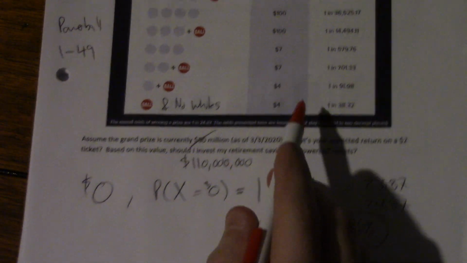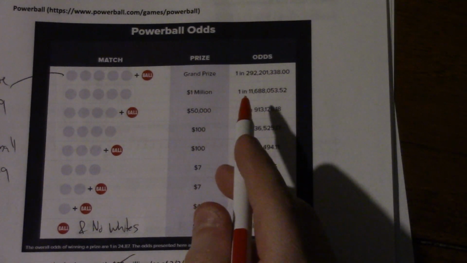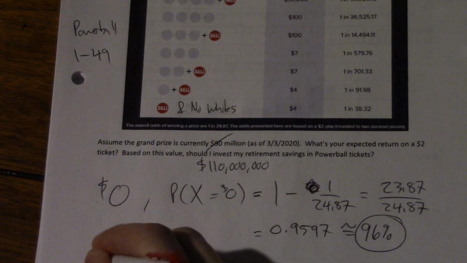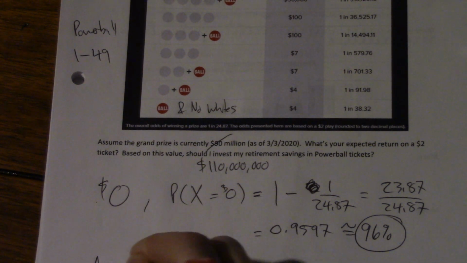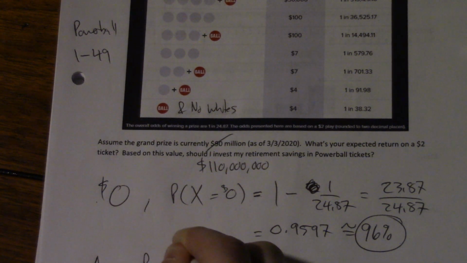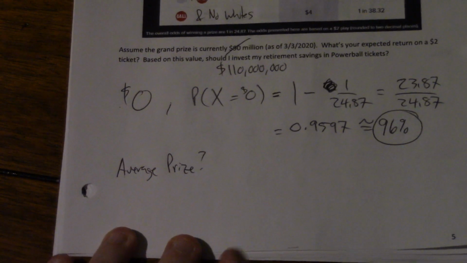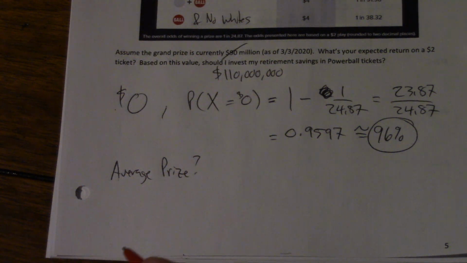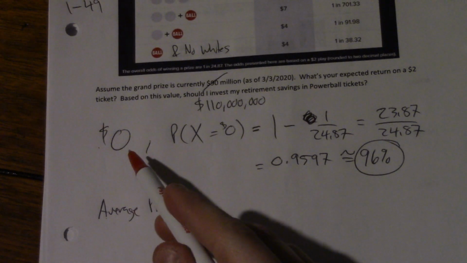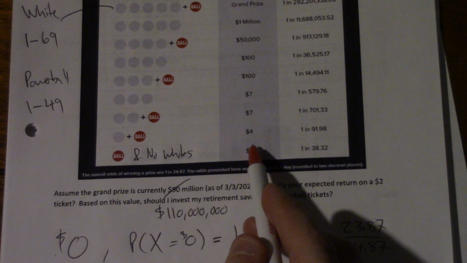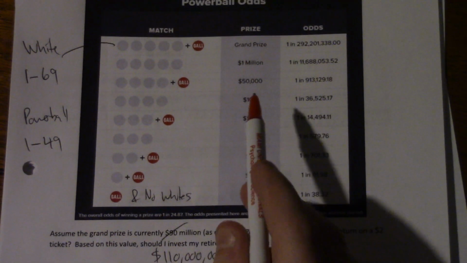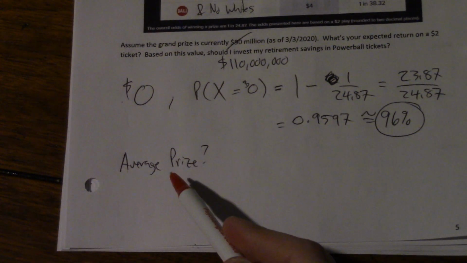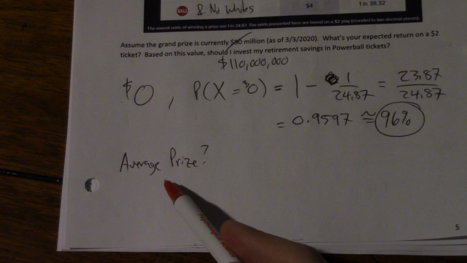Now, the rest of the distribution is all listed up here. But what we want to know is, what's your average prize? If you played the Powerball for a long time, sometimes you'd win 0, sometimes you'd win 4, sometimes you'd win 7, maybe sometimes you'd win the grand prize if you played long enough. So on average, what's your prize?